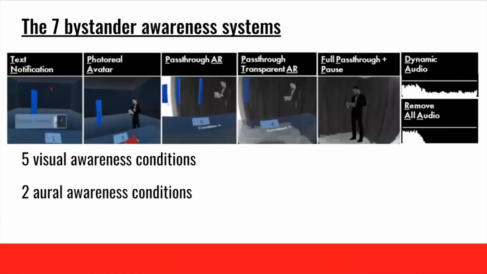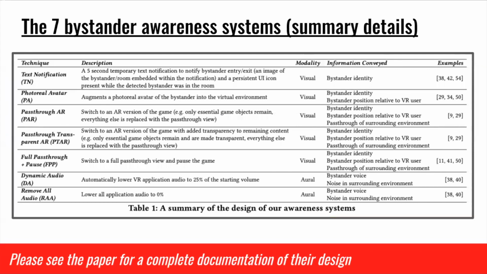In terms of the 7 awareness systems, 5 were visual, 2 were oral. The important thing to note is that they vary in the extent of information relayed. So a text notification and pass-through view are very different in terms of what the VR user is being told and relayed about the real world around them. And for a full breakdown on their design, please see the paper itself.